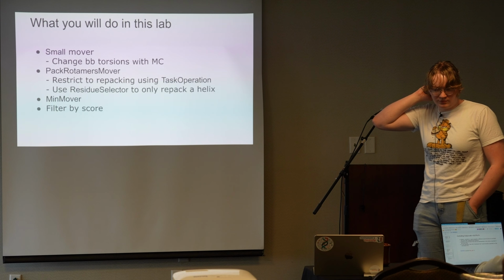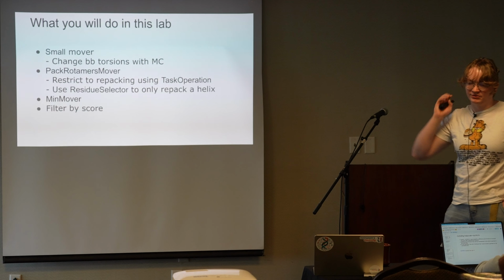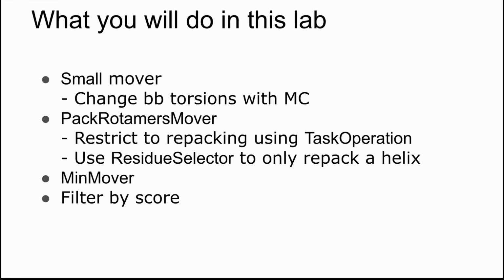Okay, so now on to what we're actually going to be doing with this lab. You are going to be making a Rosetta script. First you're going to make a small mover, and it's just going to do some Monte Carlo sampling of backbone torsions. Then you're going to use the pack rotamers mover, and you're going to restrict it to just repacking, so there's no design element. Then you're going to use the residue selector to select just a helix to repack. You're going to minimize it and then filter by score.